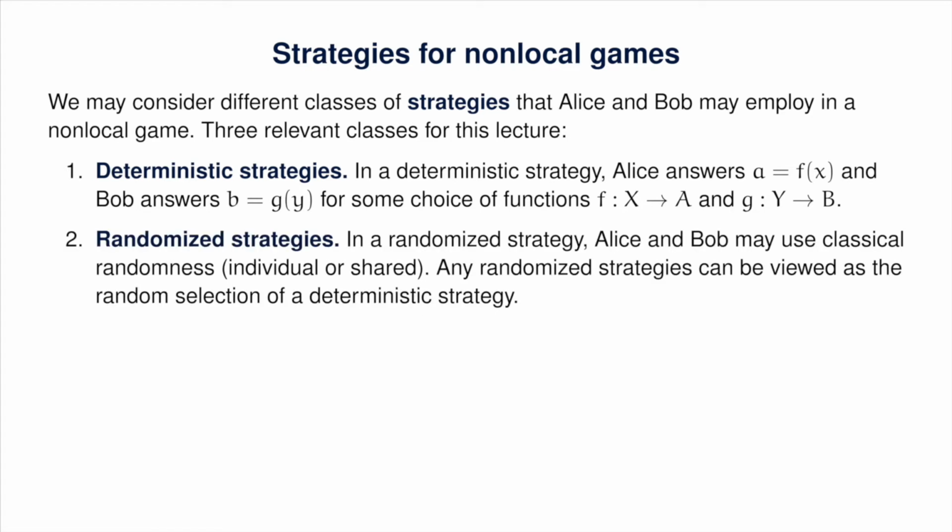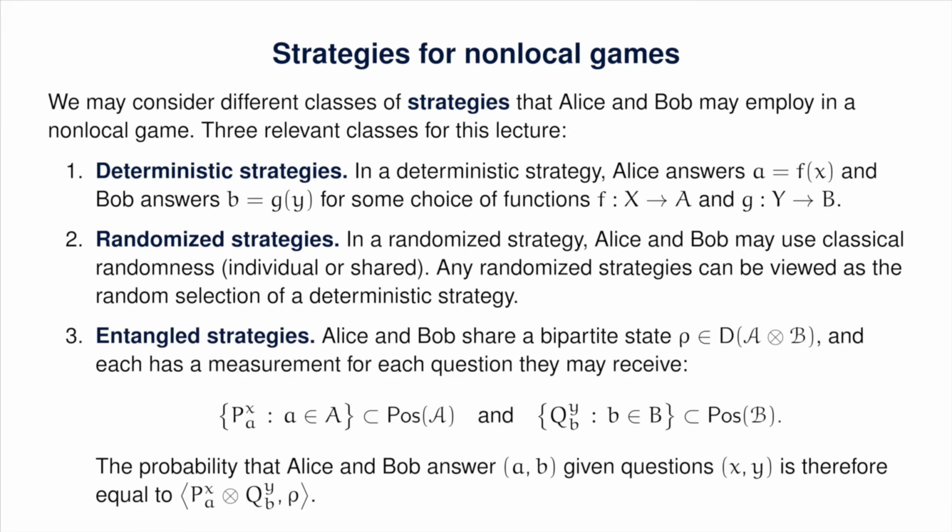We can also consider randomized strategies in which Alice and Bob still play classically, but may use randomness when choosing their answers. This can be randomness that is generated individually, or they could make use of shared randomness. Either way, we can always view any randomized strategy as being equivalent to the random selection of some deterministic strategy, according to some probability distribution over deterministic strategies.